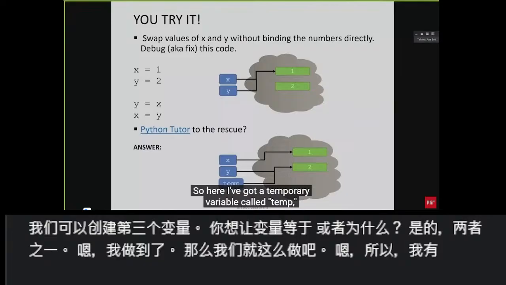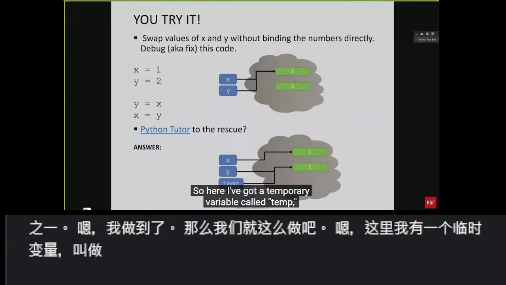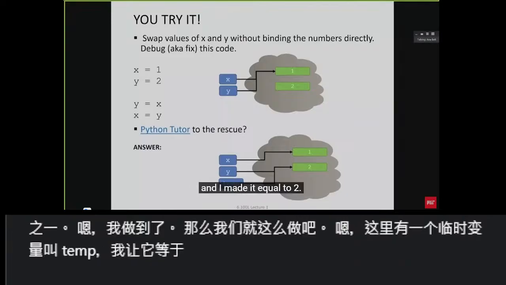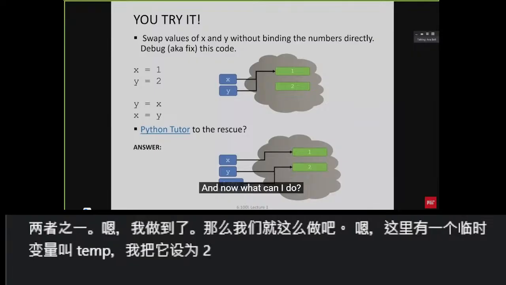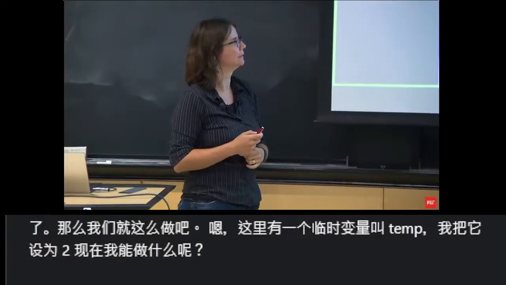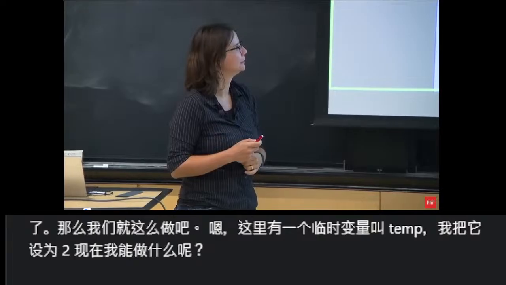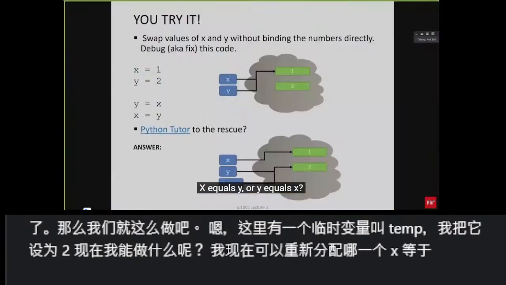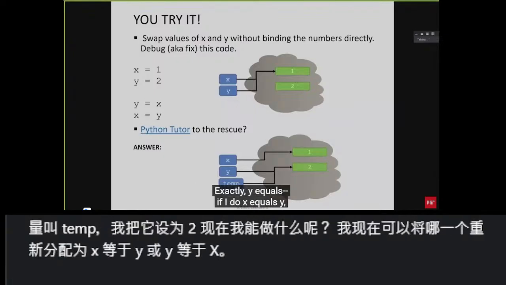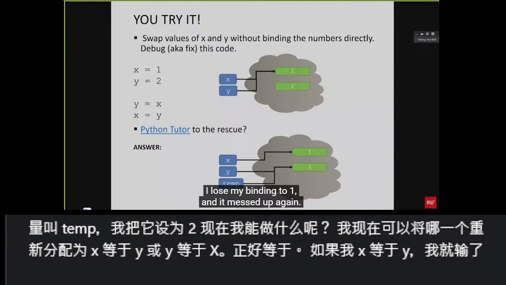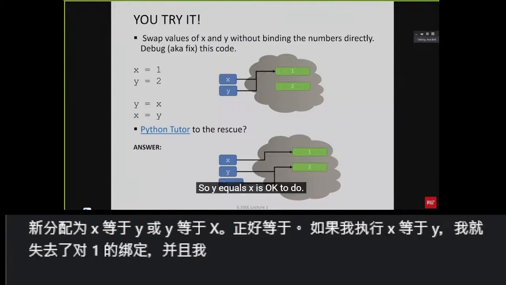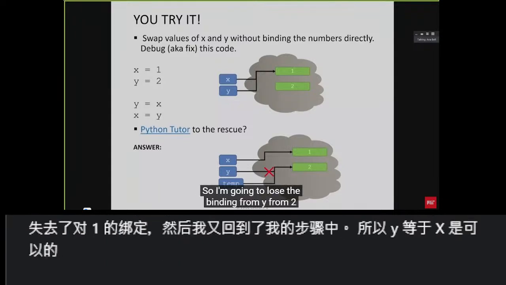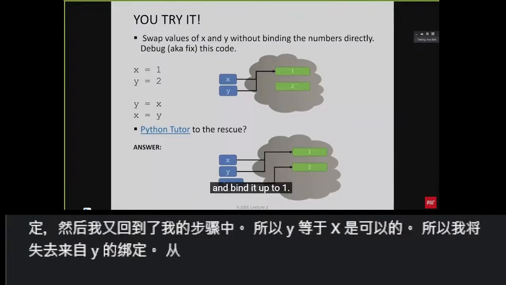So here I've got a temporary variable called temp, and I made it equal to 2. And now what can I do? Which one can I reassign now? x equals y or y equals x? Exactly, y equals x. If I do x equals y, I lose my binding to 1, and it messes up again. So y equals x is okay to do. So I'm going to lose the binding from y to 2, and bind it to 1.